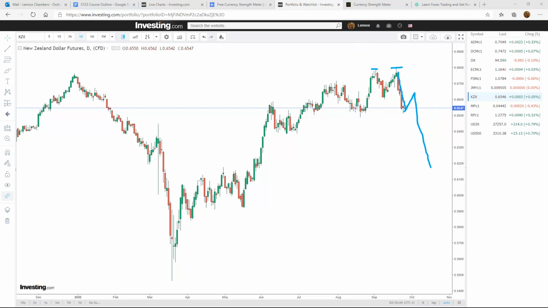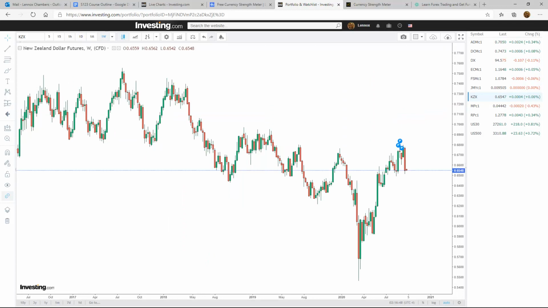However, if I take a look at it on the weekly, just to give you an idea here. Okay, so we've had this big strong move. We're up at a very strong resistance area, and now we're turning to the downside. So the expected move is a candle down for the week, just like the Aussie and Canadian.